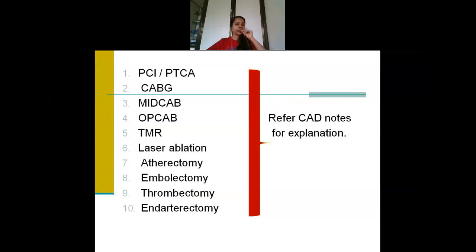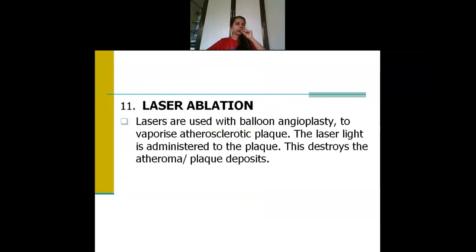So what is this laser ablation? Lasers are actually used along with balloon angioplasty. I already told you what they do in balloon angioplasty. A balloon tipped catheter is usually passed from the femoral, radial or brachial artery. So here, along with the balloon angioplasty, they are passing the laser light.